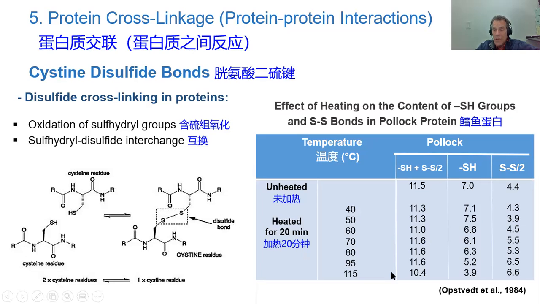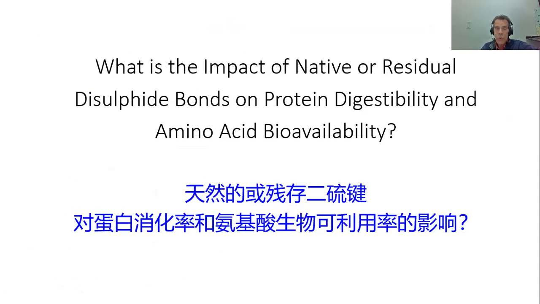Actually, there's some evidence by Osved 1984 that if you heat treat a protein, you can increase the level of disulfide bonds and reduce the level of sulfhydryl groups within your sample. So there are some people who think that heat processing can increase the level of disulfide bonds in the sample and thereby make the protein less susceptible to digestion.